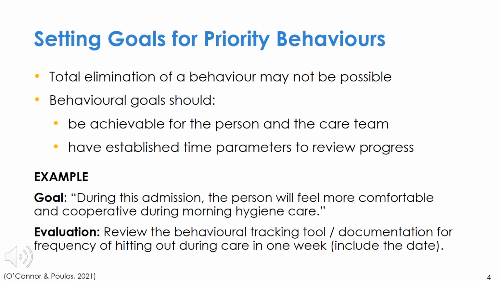of evaluation or review. An example of a goal for a priority behavior would be, during this admission, the person will feel more comfortable and cooperative during morning hygiene care. An example of parameters to evaluate this goal would be, review the behavior tracking tool for frequency of hitting out during care in 1 week on January 1st.